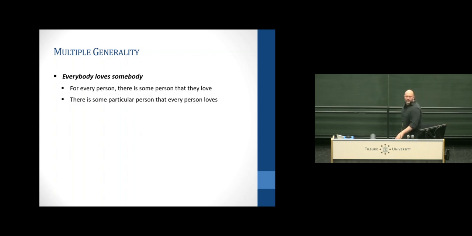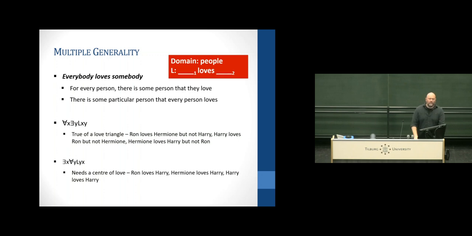For every person, there's some person they love. This is going to be universal quantifier, then existential. Or there's some particular person everyone loves, it's going to be existential quantifier, then universal. And those are going to come out as different sentences. They work differently. Now that sounds a little weird, so I'm just going to put it up, and we'll talk more about it in the tutorials and next week. But we're going to be able to capture the difference here simply by different orders of quantifiers.